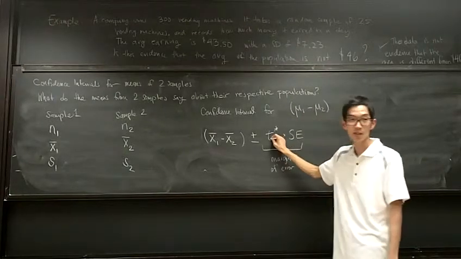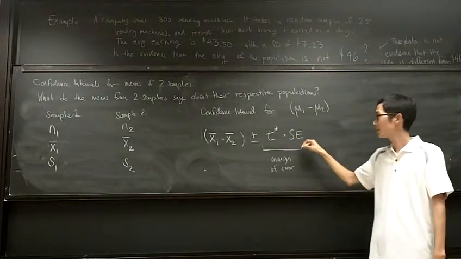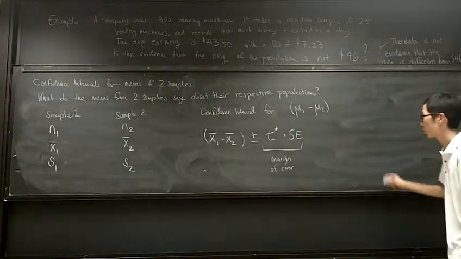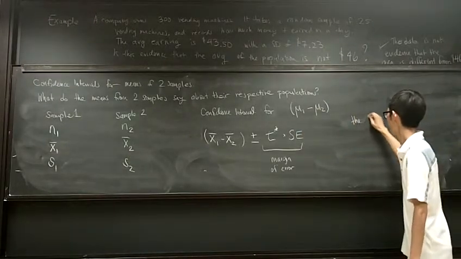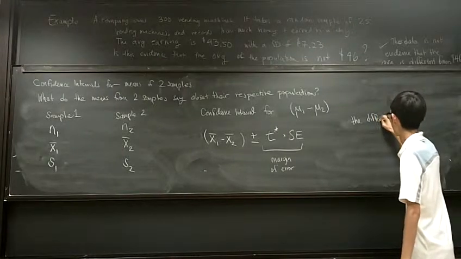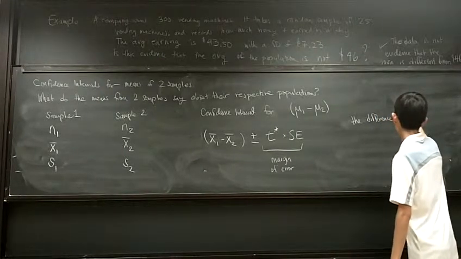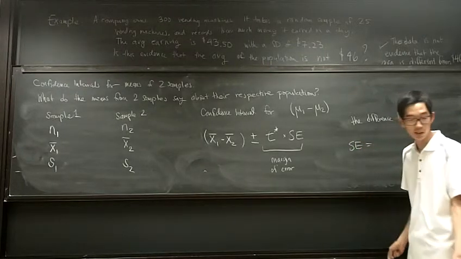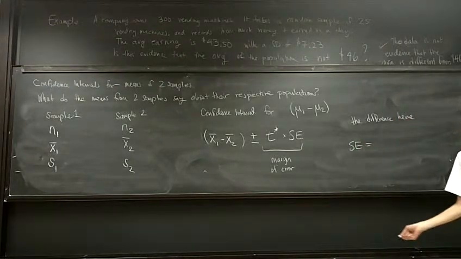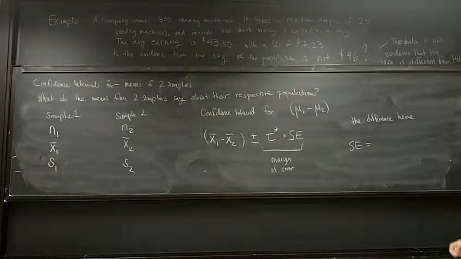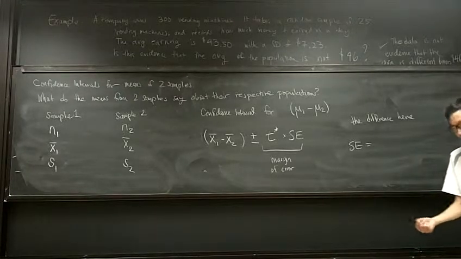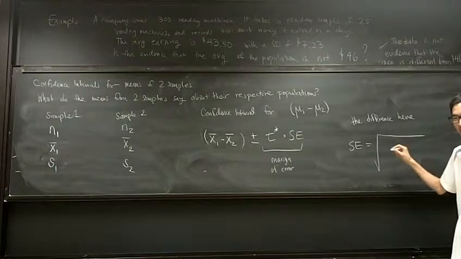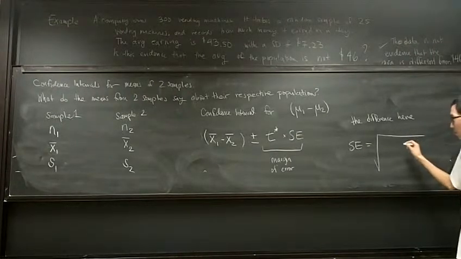Alright, this is still called the critical value, and this is still called the standard error. This is the change. The difference here is that the formula for the standard error just got ugly. And there's nothing we can do. It's just an ugly formula for the standard error, and we're just going to plug numbers into it and get an answer.